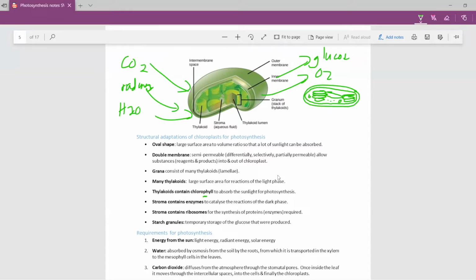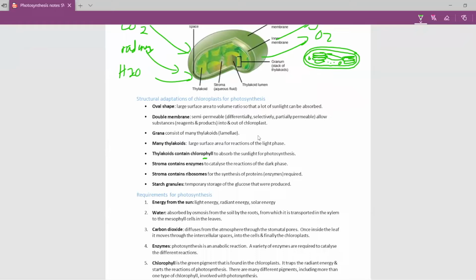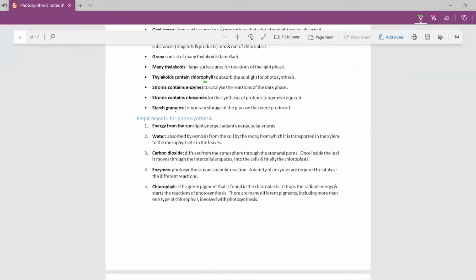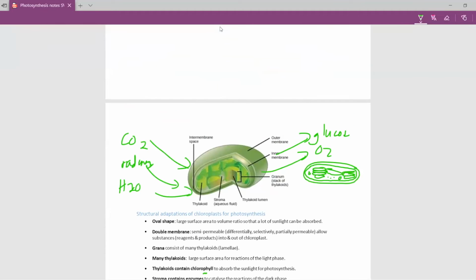The fluid is called the stroma, and the stroma contains enzymes which control the dark phase. Ribosomes make more proteins for photosynthesis, and the starch granules are there for storage of glucose for emergency energy. What are the requirements of photosynthesis? Carbon dioxide from the atmosphere, radiant energy from the sun, and water from the roots in the ground. Glucose is produced and oxygen is released.